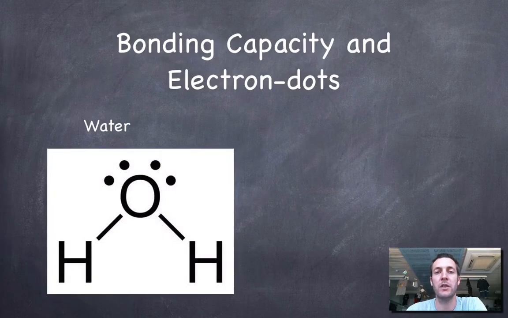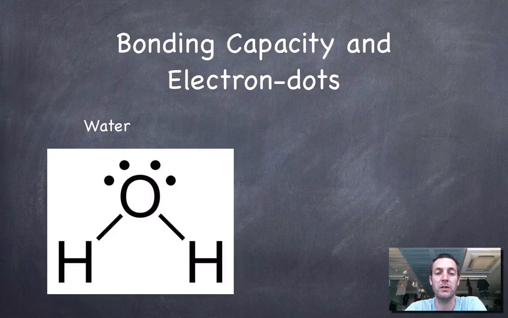So, to start with, something that we touched on very briefly in the film about drawing electron dot diagrams: we looked at bonding capacity in electron dot diagrams. So we were using as a check in one of the examples, looking to see how many bonds each atom had formed and whether it made sense.